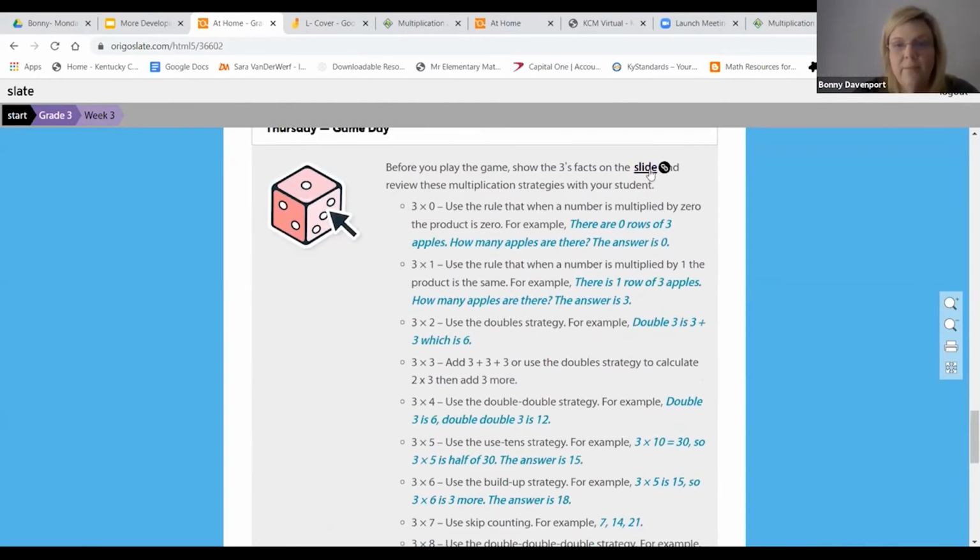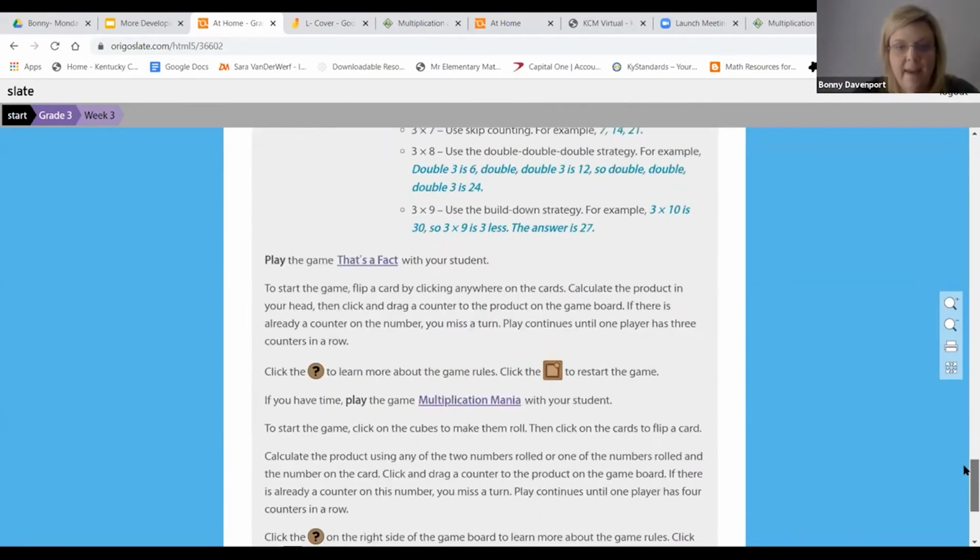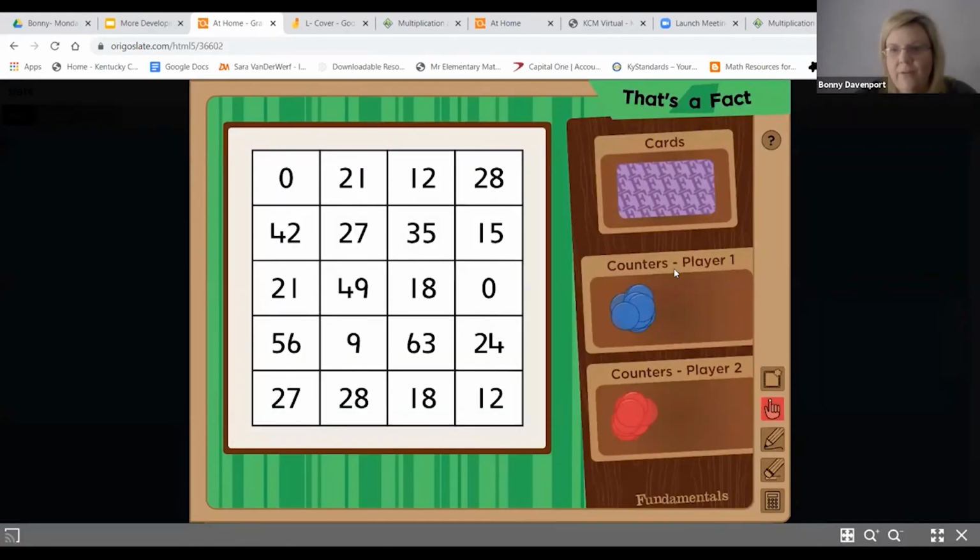So you can review the 3's facts on your slide there that they give you, and then play the game That's a Fact. You're going to flip a card and calculate the product in your head, then drag a counter to the game board. And it's really nice because they have everything there for you if your kids don't have counters, and then they can play with a friend, or they can play with a family member.